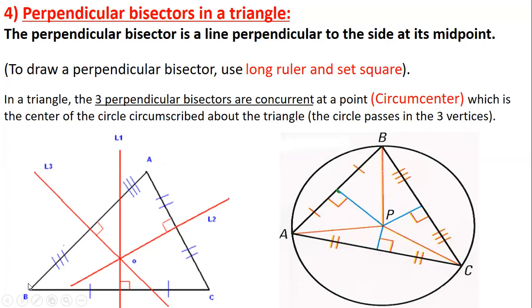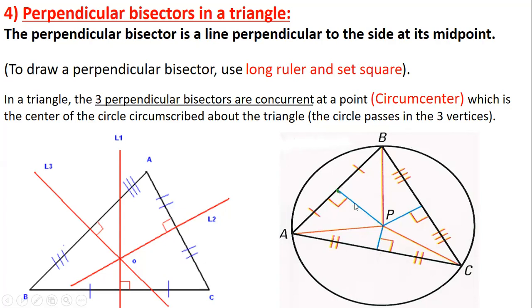using a long ruler. After measuring AB using a long ruler, we draw the perpendicular at the midpoint. So we get the midpoint of segment AB, we divide its measure by 2, and we draw a perpendicular using the set square. The three perpendicular bisectors in a triangle are concurrent. They intersect at the same point, and this point we call it the circumcenter. This point will be the center of a circle circumscribed or drawn around the triangle ABC.